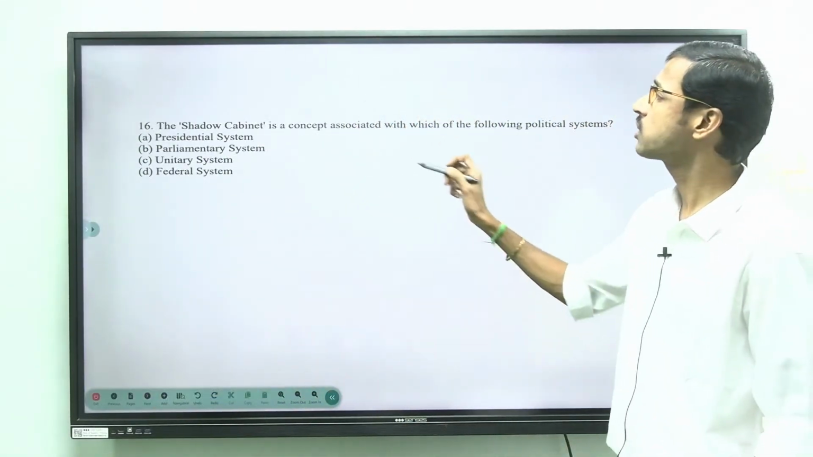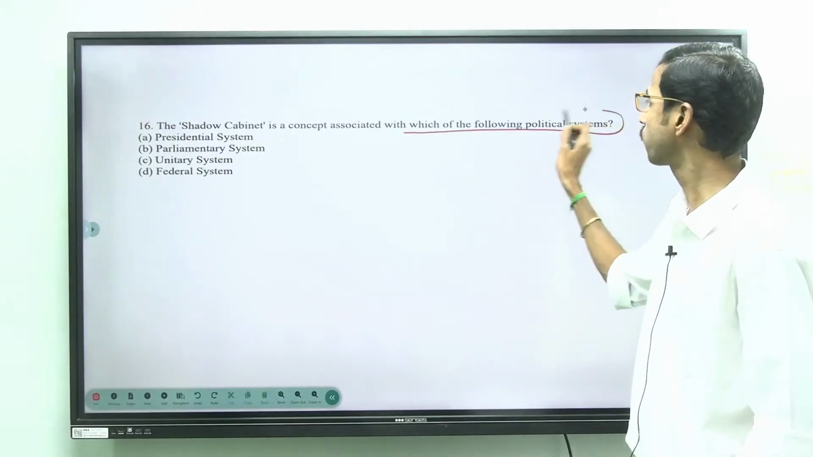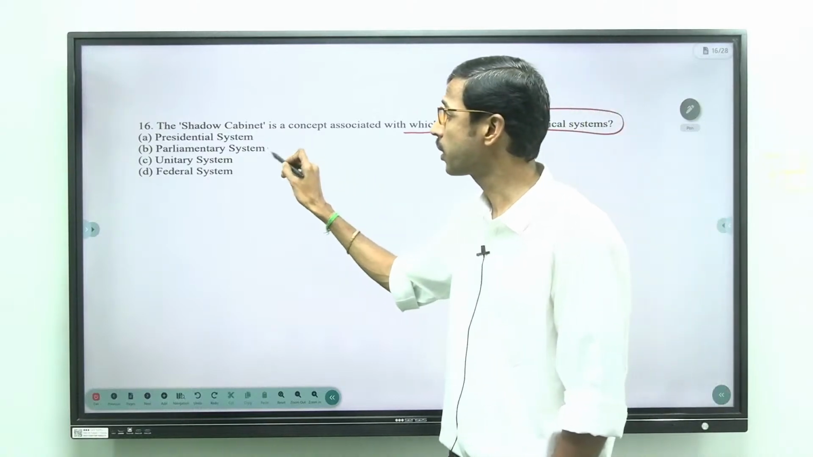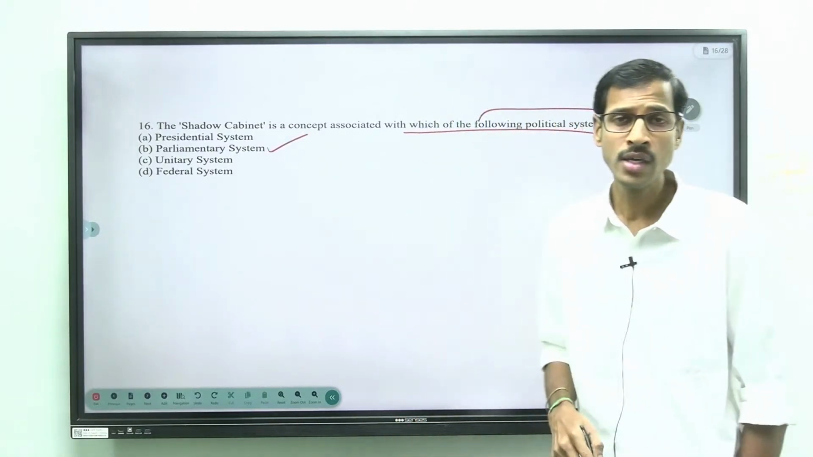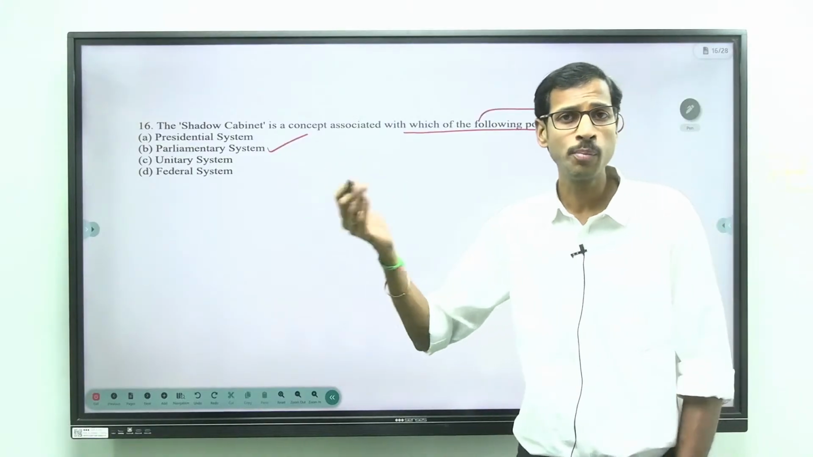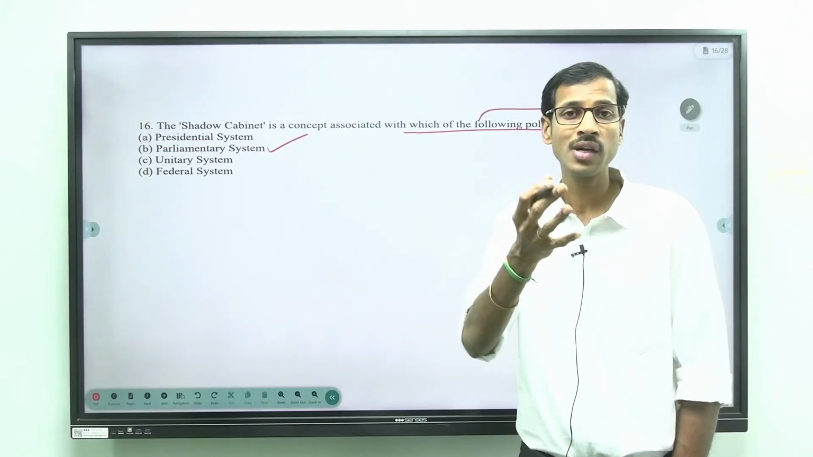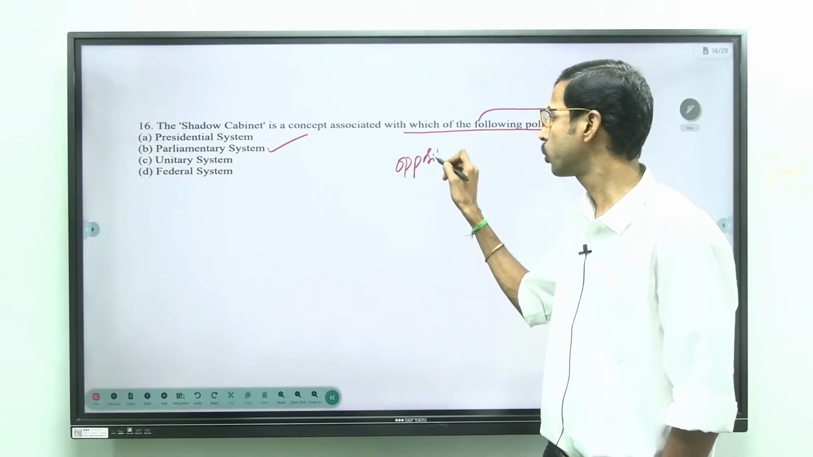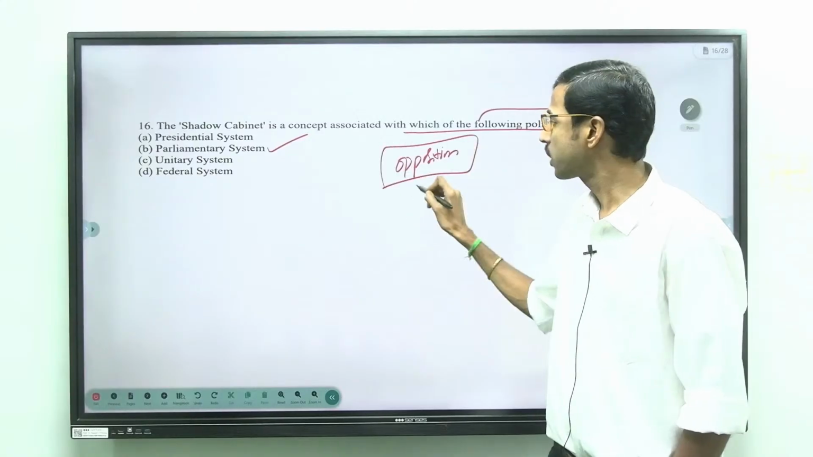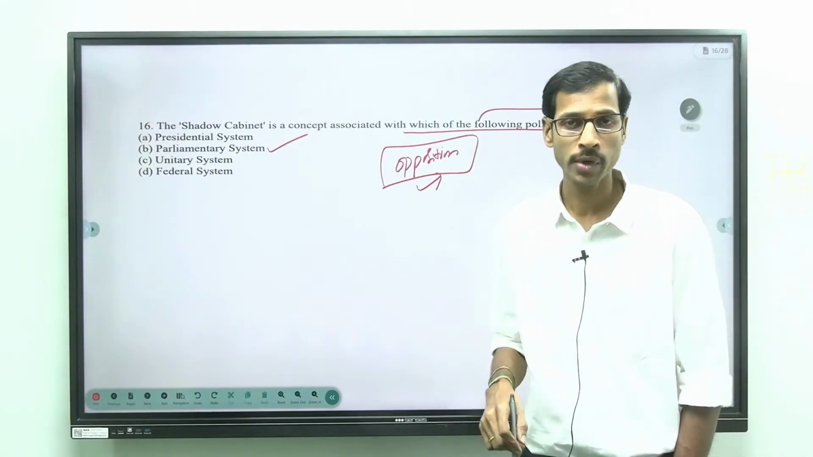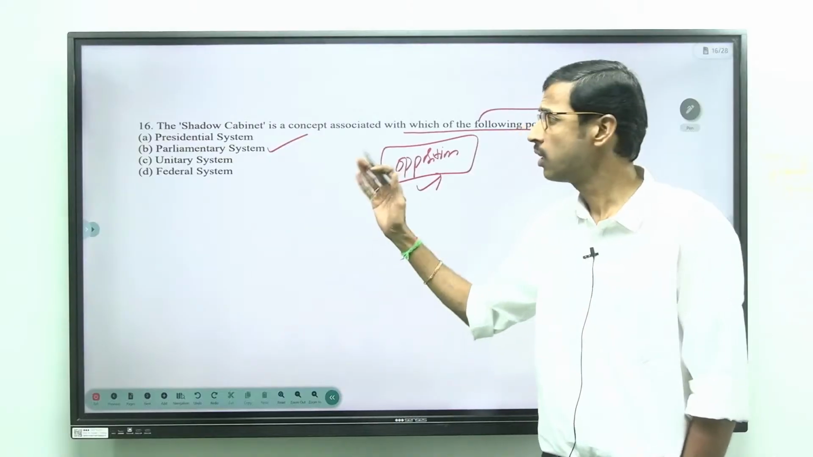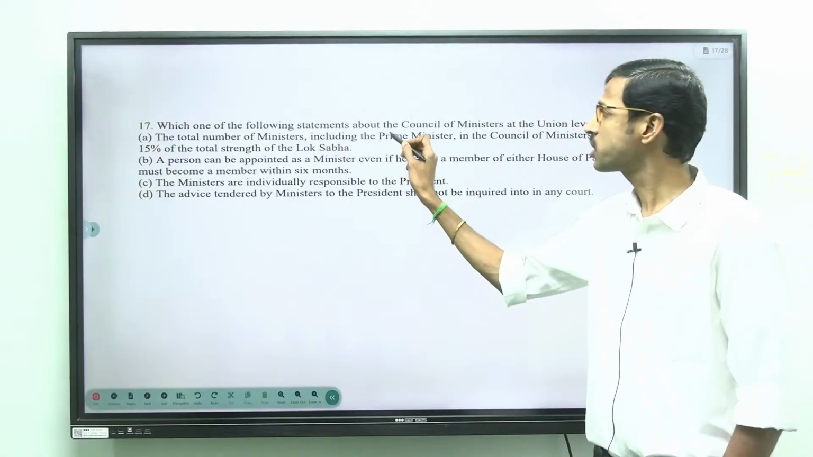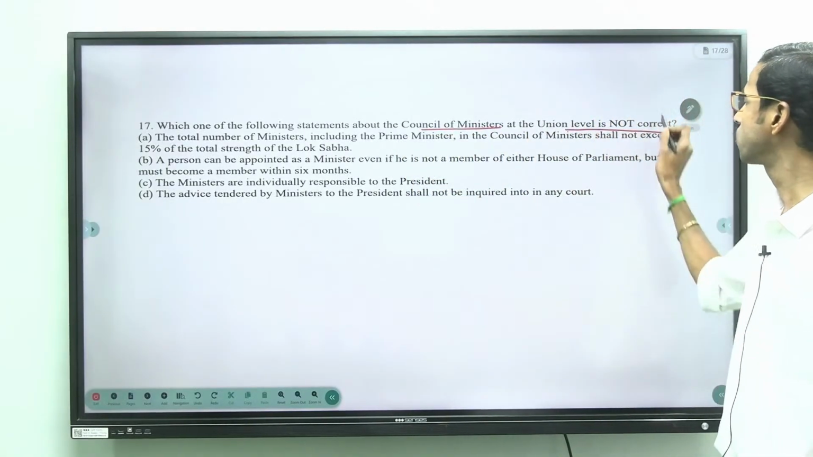The shadow cabinet is a concept associated with which of the following political systems? The shadow cabinet is completely related to Britain's parliamentary system, right? A shadow cabinet resembles the working of the government cabinet, but it is an opposition body. The opposition party will act as a shadow cabinet, which completely resembles the government cabinet, right? Next, which one of the following statements about the Council of Ministers at the Union level is not correct?